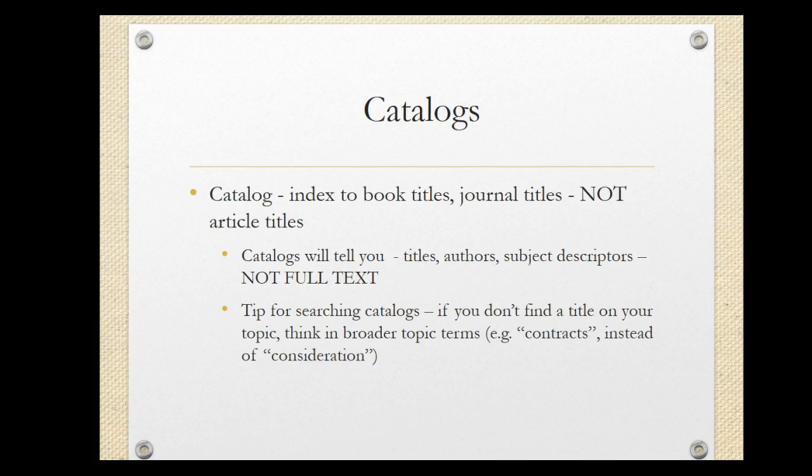So a tip for searching catalogs, since it is not full text, although this really is a good tip for searching full text databases as well. If you don't find a title on your particular topic, try to think of a broader topic term. So as you can see in the example here, if you have a question regarding consideration, if you're searching the library catalog, you may not find an entire treatise about consideration. But if you think about the broader area of law that it falls under, contract law, of course, you will find lots and lots of good treatises on contracts in the catalog.